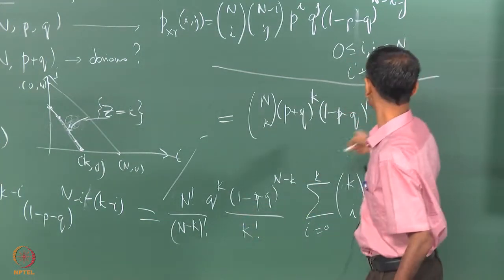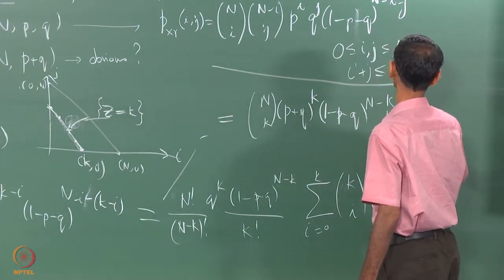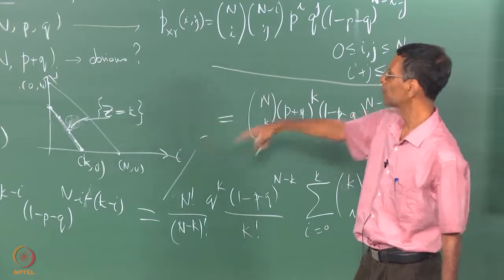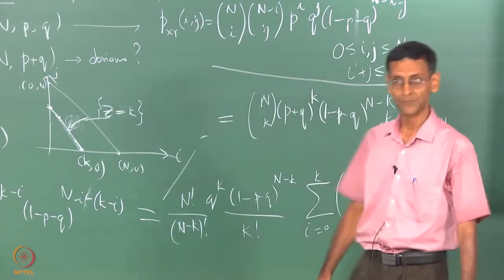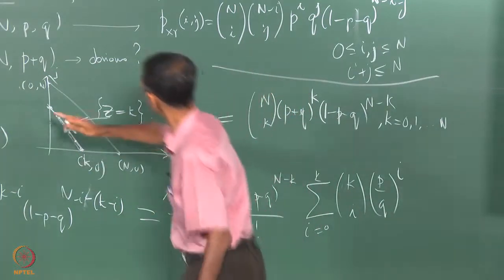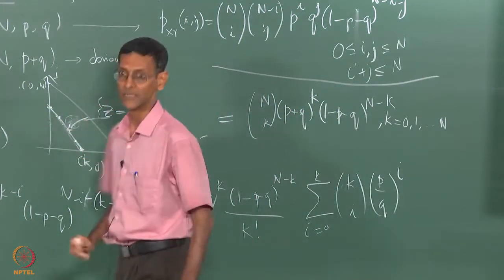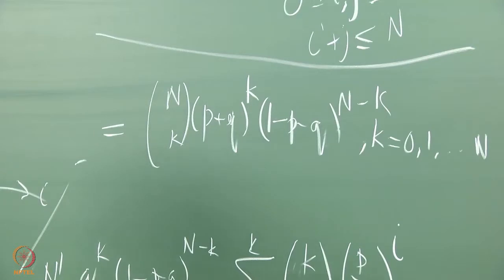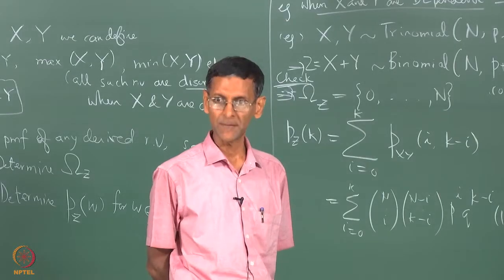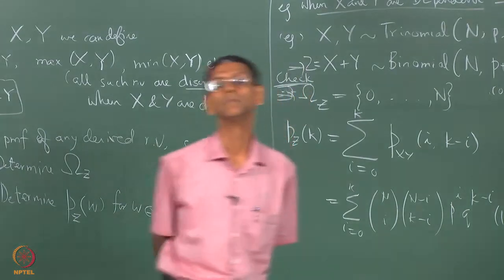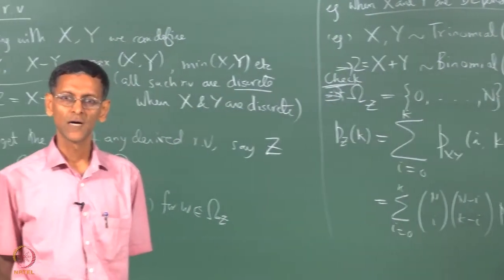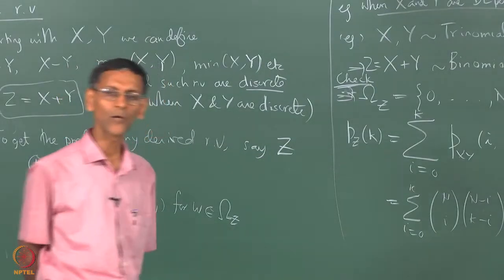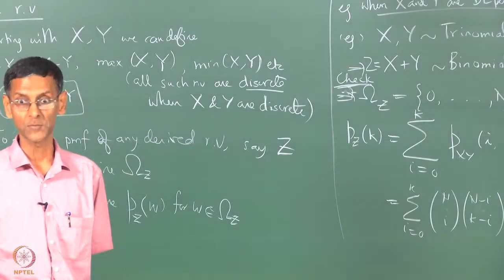So what is this? This is valid for all k. We have not put any condition on k, so this is true for k equal to 0 up to capital N. That is, as you move this line all the way from this point to here. What is that PMF? Binomial with parameters capital N and p plus q. So this is an example of a dependent sum, PMF calculated from first principles.